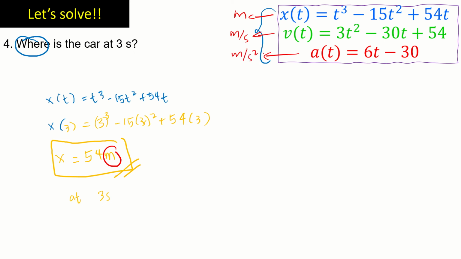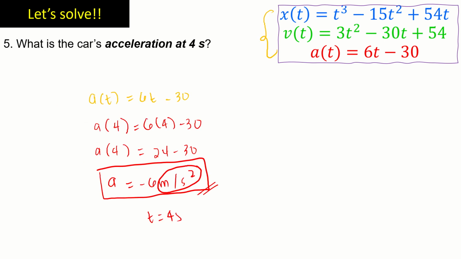Unless, otherwise, it's stated on the problem. Pero, in these problems po, ganito lang naman yung kinukuha natin. Meters, meter per second, and then meter per second squared. So, this is the acceleration at 4 seconds. Actually, this question is your instantaneous acceleration. Kasi at 4 seconds yung tinatanong sa kanya.